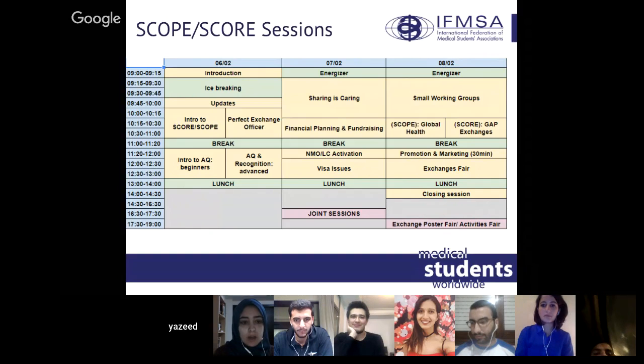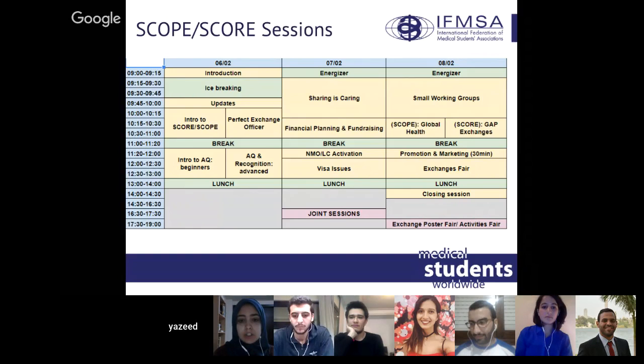On day 3, we'll start with an energizer, and we will work on 5 different small working groups. Then we'll have 2 parallel sessions, global health in exchanges for SCOPE participants and gap exchanges for SCORE participants. After the break, we'll have a short training that will provide participants with tools and tips on how to promote their exchanges, which will be very useful for them during the exchanges fair that will take place right after this training. After lunch, we'll have our closing session where we'll have a wrap-up of all that has been said during the sessions and present the outcomes of all the small working groups. We will take, of course, the time to take some group pictures and say goodbye.